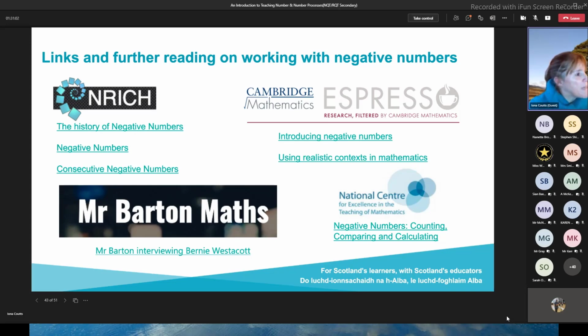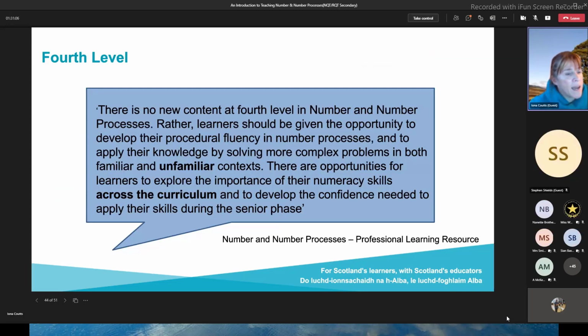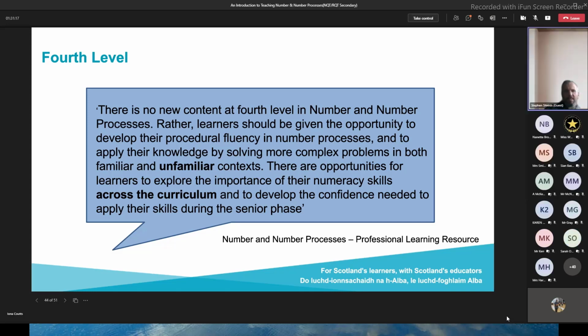Okie dokie, I think that's me done. We're over to Stephen now just to finish off the session, looking at bits and bobs to do with 4th level and rounding us up. Thanks, Stephen, very much. Iona, folks, I'll just give you a wee minute to have a read of that, catch a breath and have a wee read.